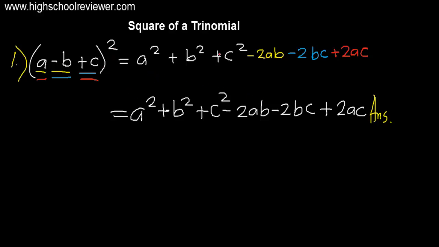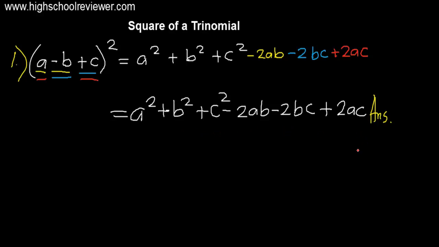For our solution, get the square of the three terms and then multiply by 2 the product of the first and the second term. And the sign here is negative because positive times negative is negative. And again, multiply by 2 the product of the second and the third term. We have negative 2bc. And multiply by 2 the product of the first and the third term. We have positive 2ac. Our final answer is a squared plus b squared plus c squared minus 2ab minus 2bc plus 2ac.